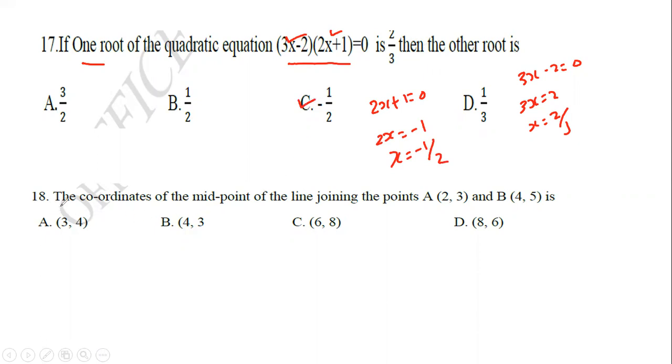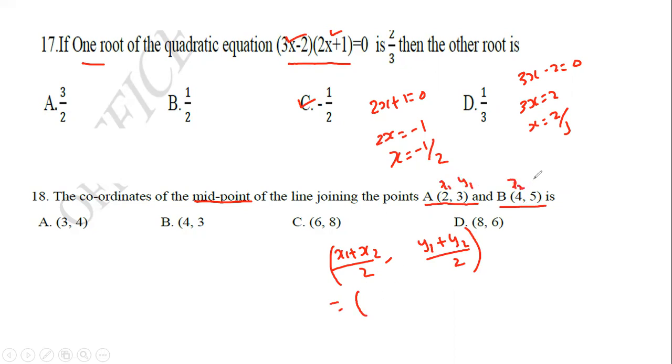Next, 18th question. The coordinates of the midpoint of the line joining the points A of 2, 3 and B of 4, 5 is dash. So the midpoint formula we know: x1 plus x2 divided by 2, comma, y1 plus y2 divided by 2. This is x1 and this one is y1.